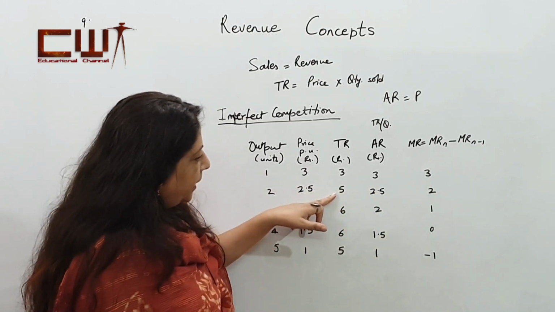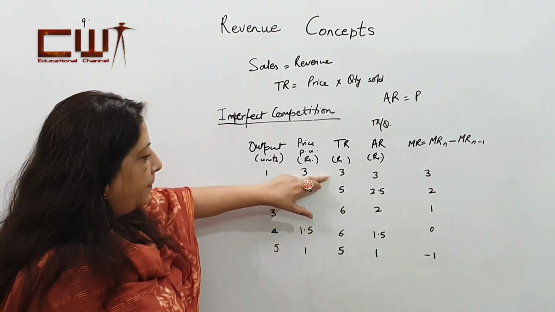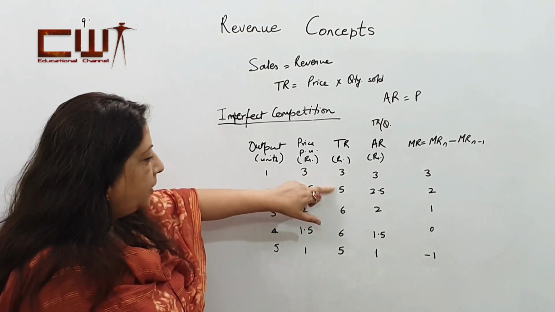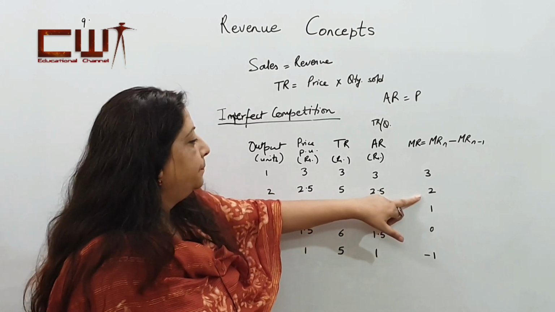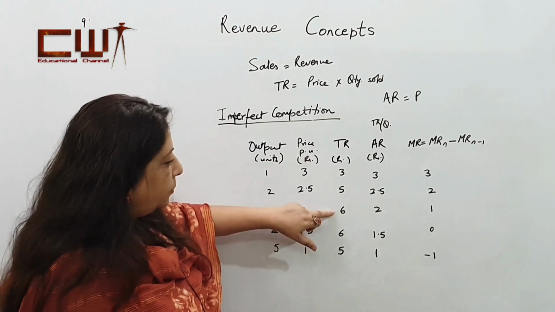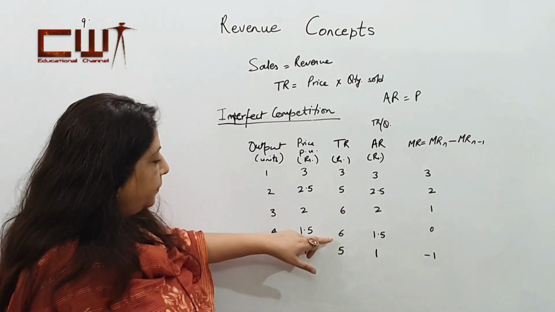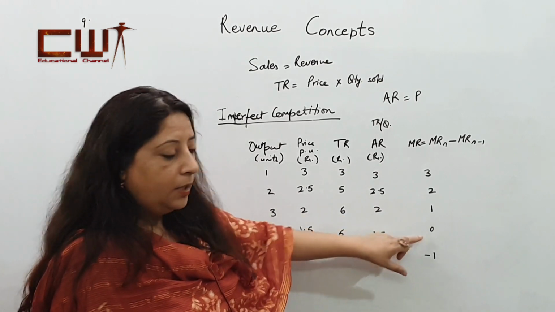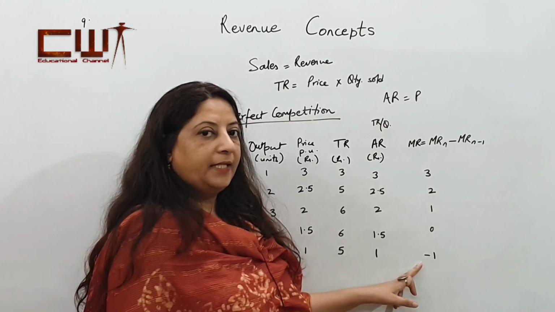Now at 2 units the total revenue is 5. So total revenue 5 minus the previous total revenue, which is 3, gives us 2. So the marginal revenue in this case becomes 2. In the next case, 3 units, total revenue is 6. So 6 minus 5 becomes 1. And for 4 number of units, 6 minus 6 is 0. And at 5 number of units, 5 minus 6 gives us minus 1.